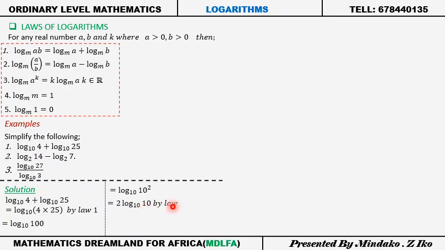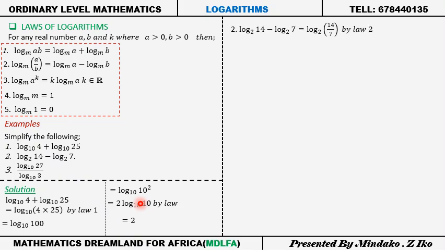Okay, now by log 4, we have that the logarithm of m to the base m is equal to 1. Therefore the logarithm of 10 to the base 10 is equal to 1, and therefore our answer is just equal to 2, since 2 times 1 is 2. Okay, all right, so that is it. All right, so let's continue.